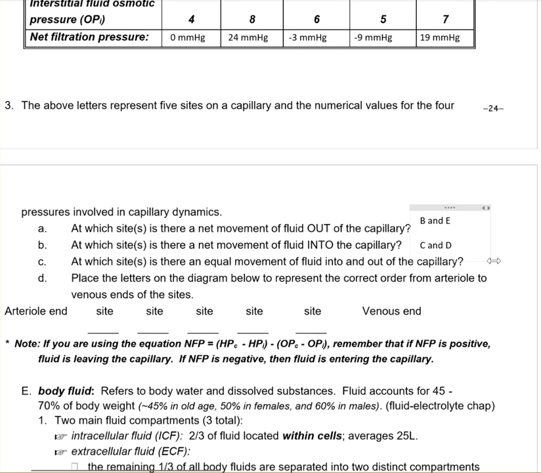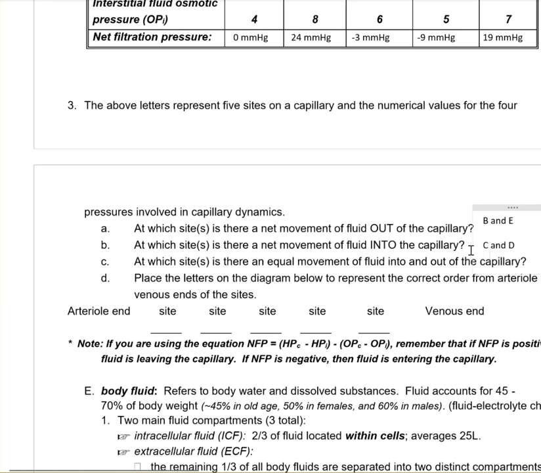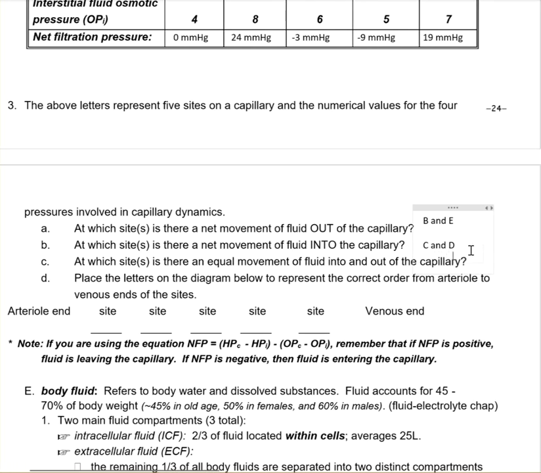Then it says, at which site is there an equal movement into and out of the capillary? Well, that obviously has to be A, right? Okay? That's 0. No net movement. Water does move in, but the same amount of water moves out at the same time. So there's no net movement, no net filtration pressure.